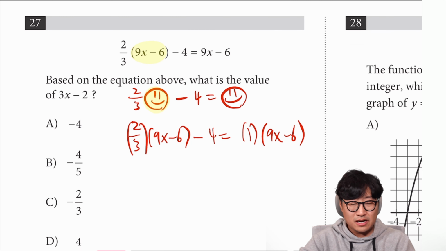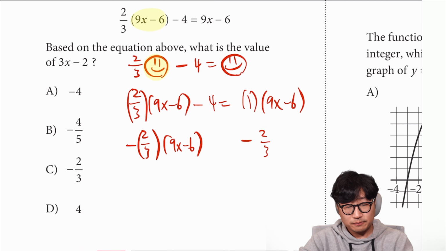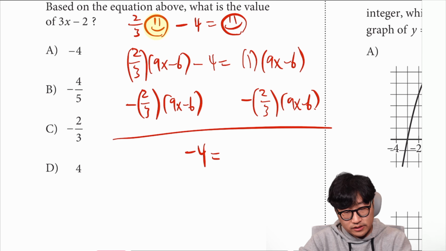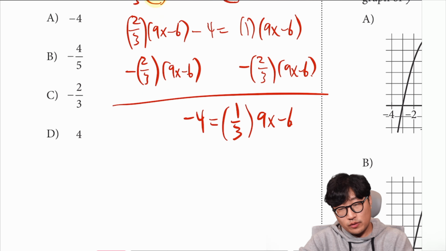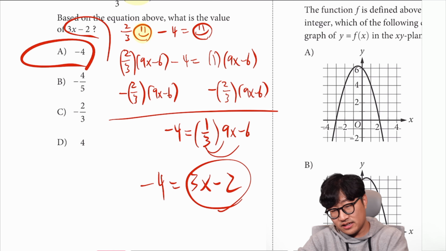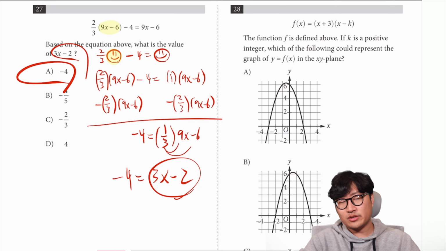And that makes my job much easier because you just subtract the 2/3 of 9x minus 6, aka 2/3 smiley face, on both sides. And if you look, you get negative 4 is equal to 1/3 of 9x minus 6. And it's not a coincidence. When you distribute that, you get negative 4 is equal to 3x minus 2. And I'm done. Easy question. If you solve for x and plug it in, it's going to take way longer.